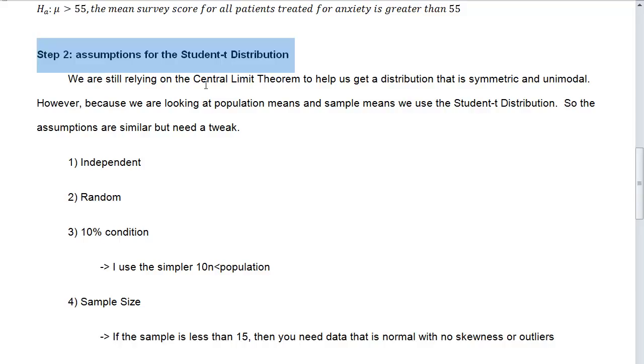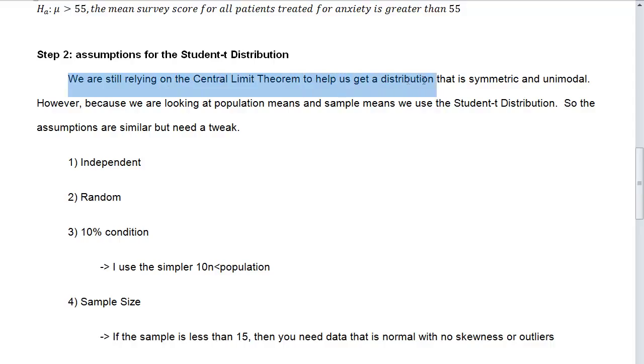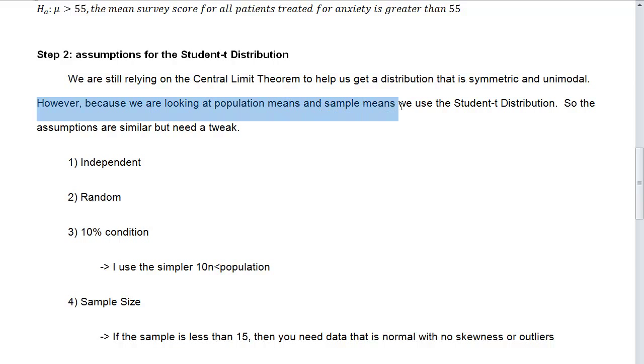We're not going to use the normal model. We're going to use the student T. And in a video that I will do and post before this one in the playlist, I'm going to talk about why we're going to use the student T distribution. But for this video, we're just working through an example. So we're still relying on the central limit theorem to help us get a distribution that is symmetric and unimodal. However, because we're looking at population means and sample means, we're going to use the student T distribution. And it's mainly because our sample size is very small. It's 8, and so you get fatter tails. And so we need to account for the extra values we may see in the tails.